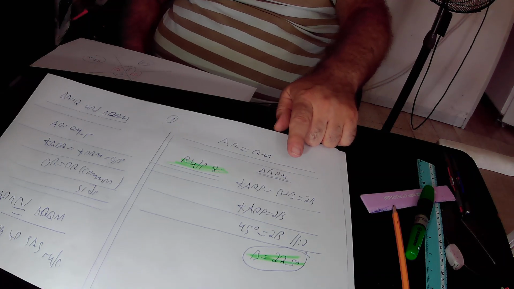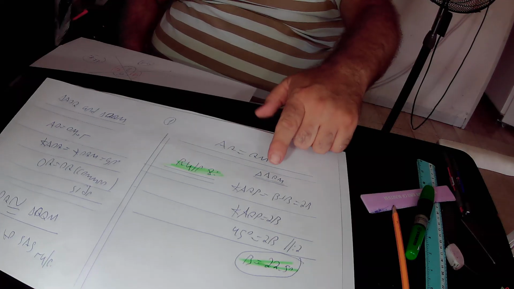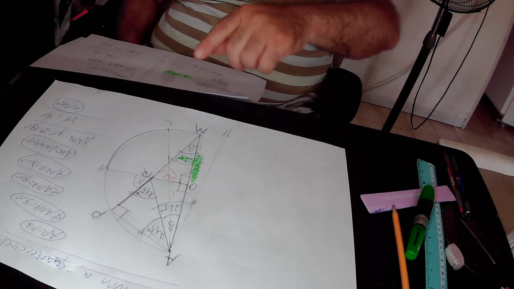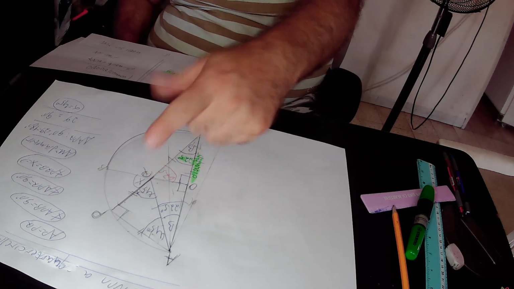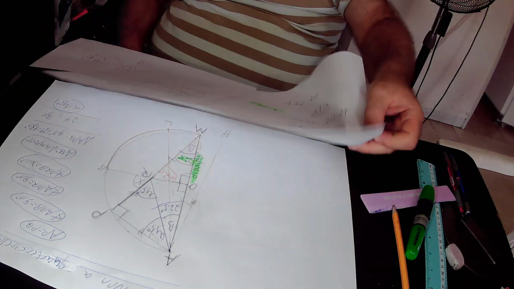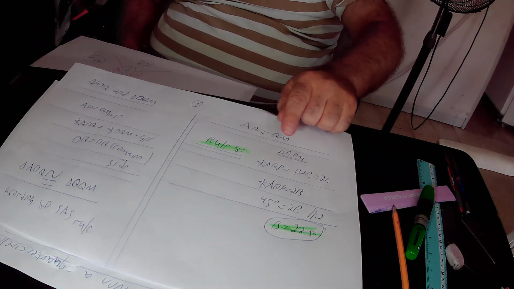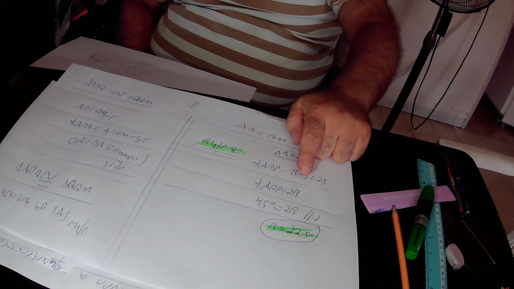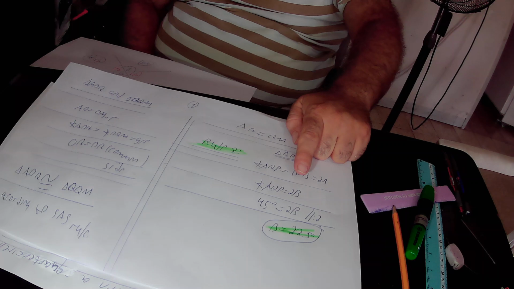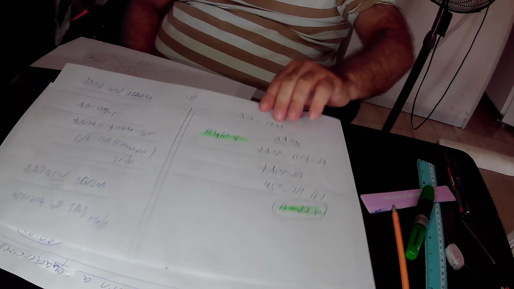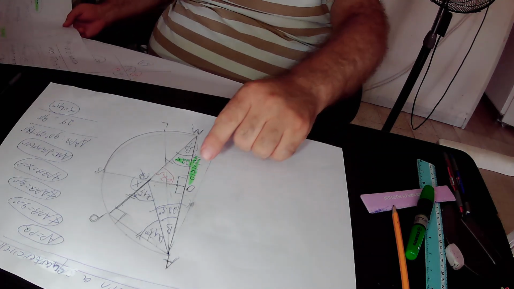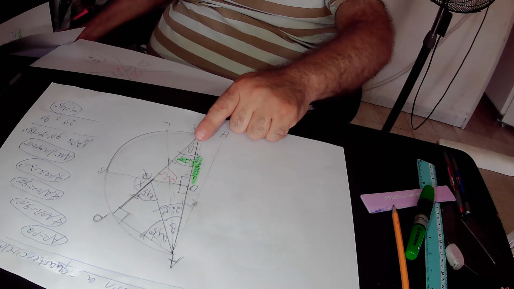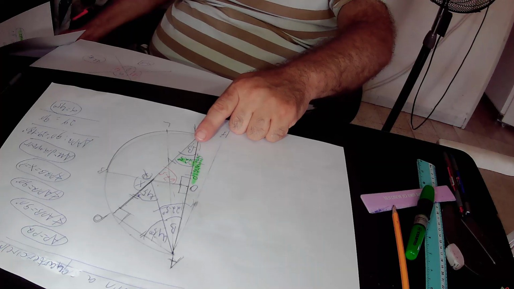Beta plus beta is 2 beta, so the size of the exterior angle AQP equals 2 beta. But we already found out that the exterior angle AQP is equal to 45 degrees, so we can substitute and get that 45 degrees equals 2 beta. Dividing this equation by 2, we find that beta equals 45 over 2, which is 22.5 degrees. So this is angle beta, equal to 22.5 degrees, and this is also angle beta, equal to 22.5 degrees in size.